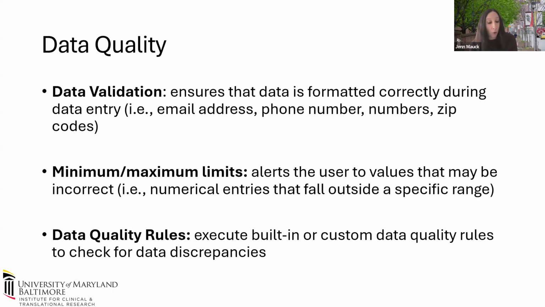The data quality application allows you to run built-in or custom checks across the project to identify potential data discrepancies. These rules can help find missing values, inconsistent entries, or update calculated values across fields in the project.